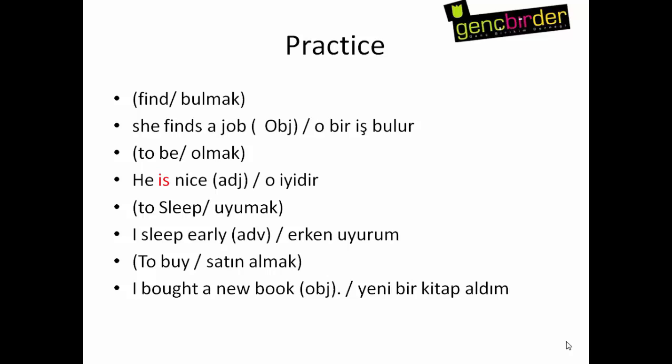To be, olmak. He is nice. He is a subject. Is is a verb, the verb to be. It is irregular. So in the present, he is nice. Nice is an adjective.